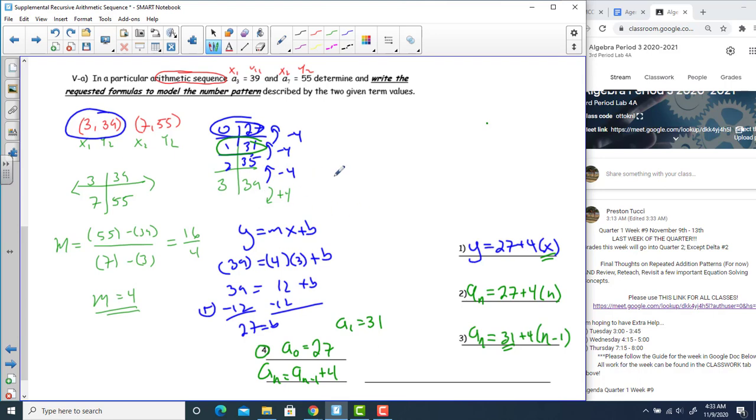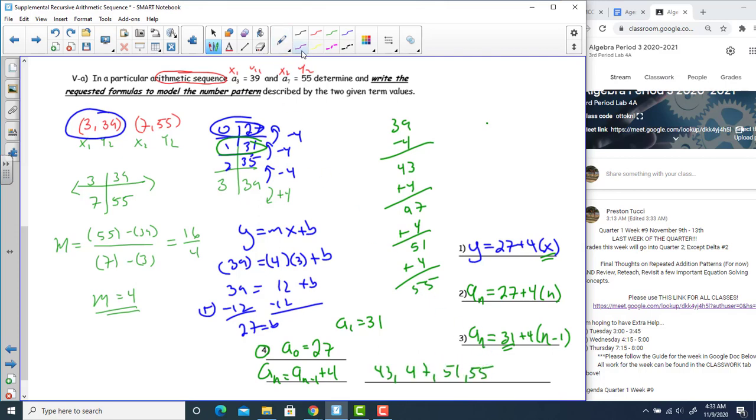And you can imagine that if you were at 39 and you increased by 4, you'd arrive at 43. And if you increase by 4, you'd arrive at 47. And if you increase by 4, you'd be at 51. And if you increase by 4, you'd be at 55. So the next four amounts in this number pattern would be 43, 47, 51, and 55.